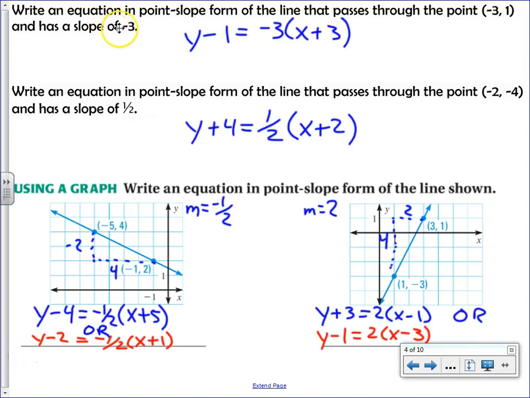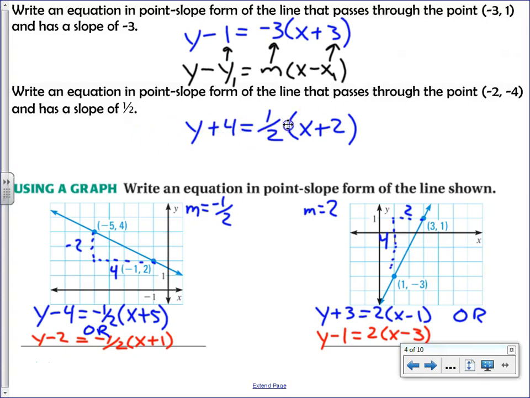Okay, so since the first one, the slope is negative 3, I plug that in for m. Remember, point-slope form, y minus y1 equals m times the quantity x minus x1. Just a matter of plugging in the different parts that we have. So since m is negative 3, our slope is negative 3, we plug that in. And our points are negative 3, 1. So x minus negative 3 is x plus 3, y minus 1. Same thing.